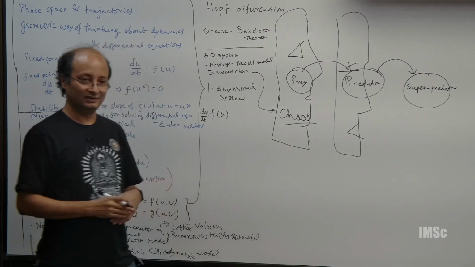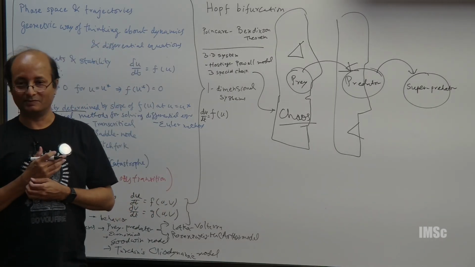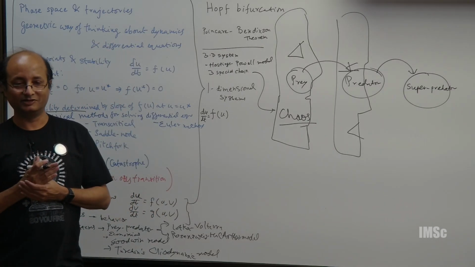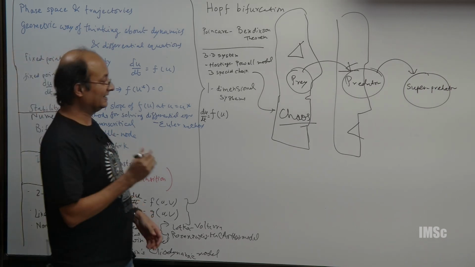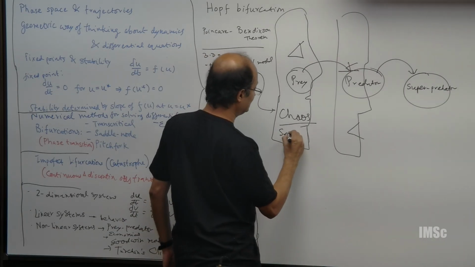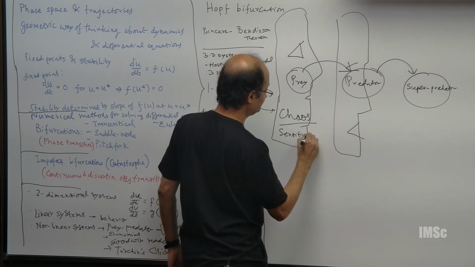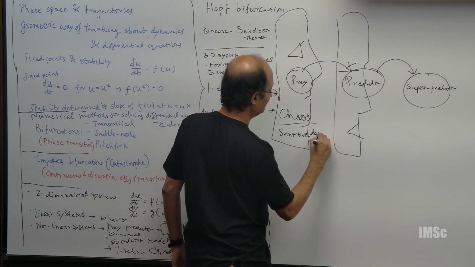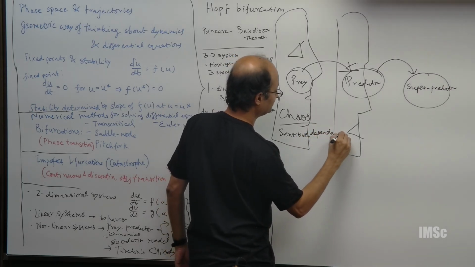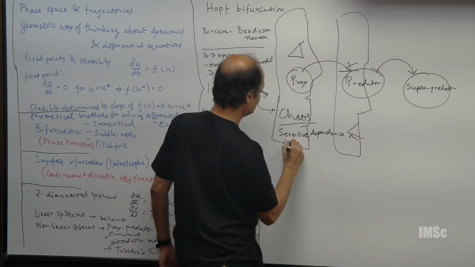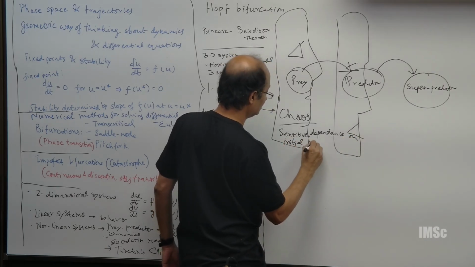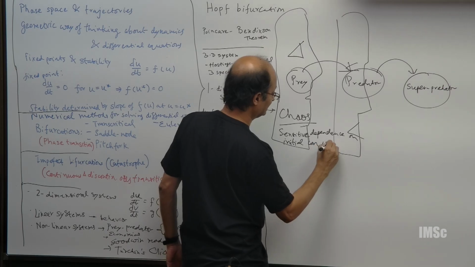Now, you can think of chaos in many ways. Some people say it is irregular, unpredictable behavior and so on. Technically what we mean is sensitive dependence on initial conditions, or the so-called butterfly effect.